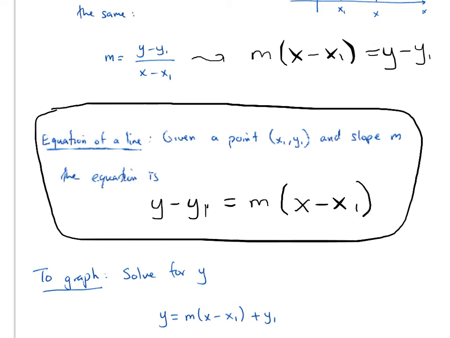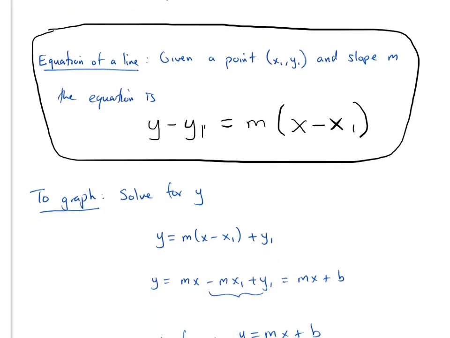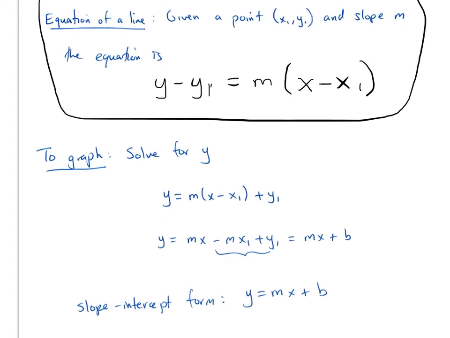To graph this line, though, it's commonly easier if we solve for y. So if we take this equation and solve for y by adding y1 to the other side, distributing m to both terms, and then collecting the values that don't involve x, so these two right here, we'll call that b. So another way to write the equation of a line is in the form y equals mx plus b. m is still the slope, and b has a special property: it's the y-intercept.